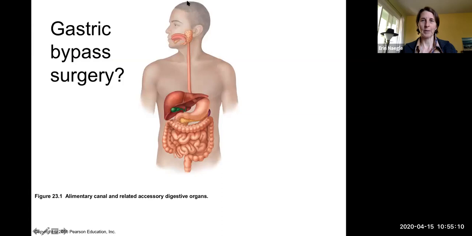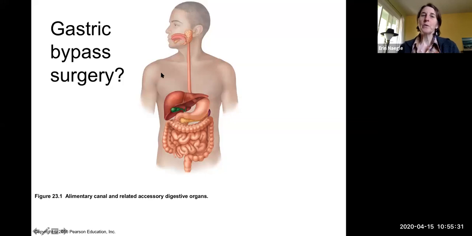Oh, well, let's talk about gastric bypass surgery for just a moment. What are we bypassing when we do a gastric bypass surgery? Well, the point of a gastric bypass surgery is to reduce the amount of food that's being absorbed into the body. So what does most of the absorption? Small intestines. So here's a sketch.